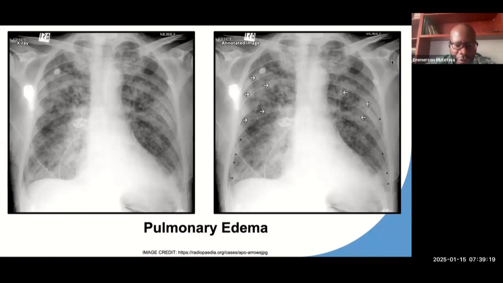And also, if you look here, you see these little lines, which are known as Kerley B lines, which basically point to, so we said this is pink frothy edema, which is alveolar edema, and then interstitial edema is indicated by those Kerley B lines. So these are some of the things that you look at when you are looking at a radiograph.